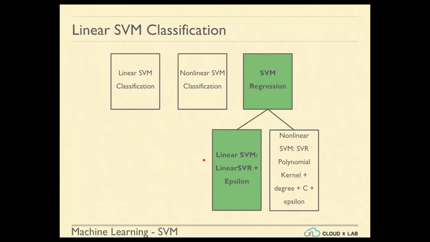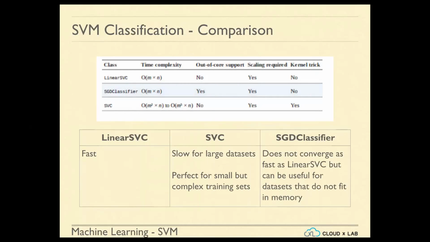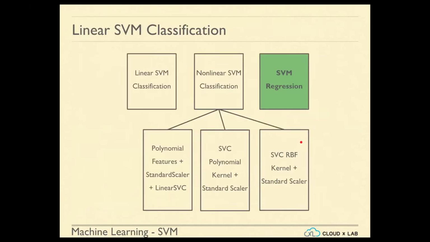Now, the SVM can also be used for this. I think till this point we had covered earlier. So linear SVC is fast. SVC is slow for large data sets, perfect for small but complex training sets. And SGD classifier does not converge as fast as linear SVC does, but can be useful for data sets that do not fit into the memory. So this is where we use the SGD classifier.